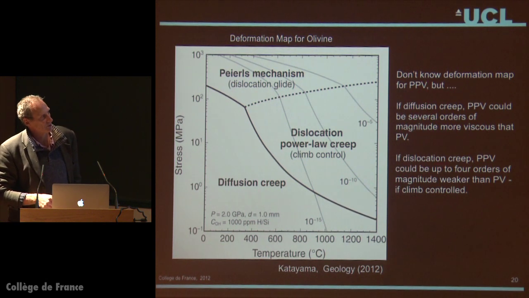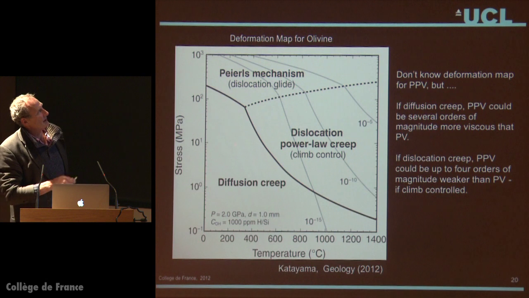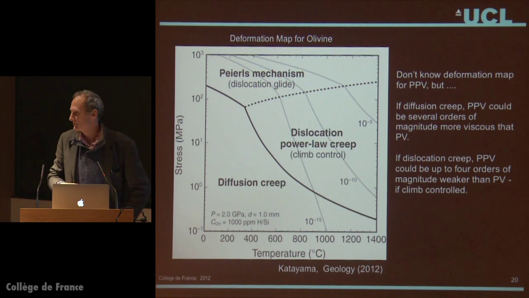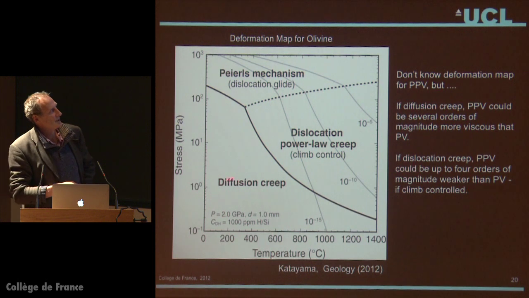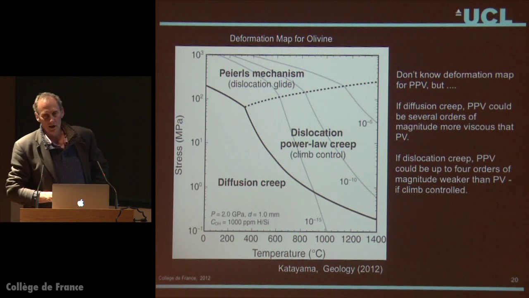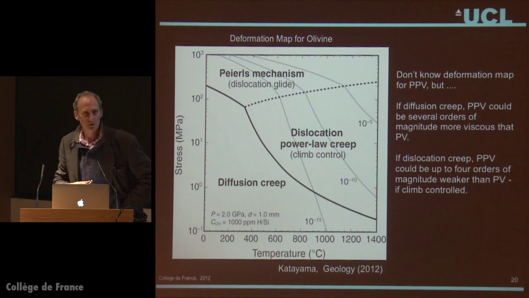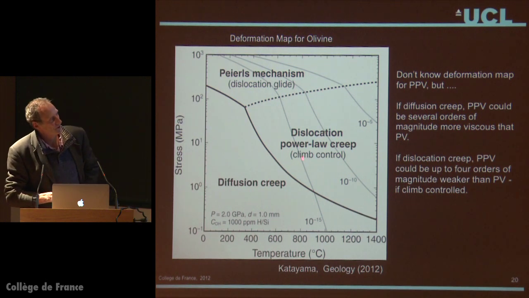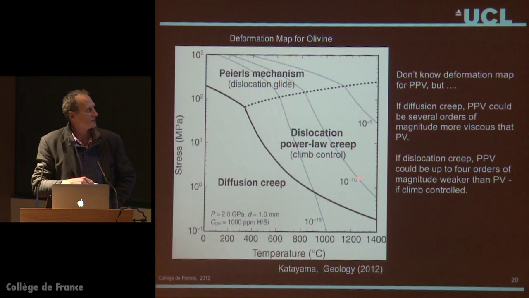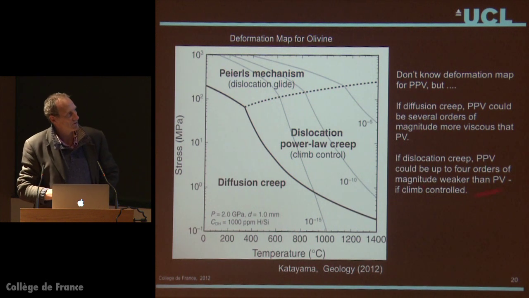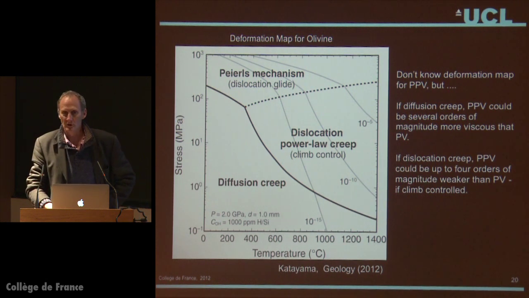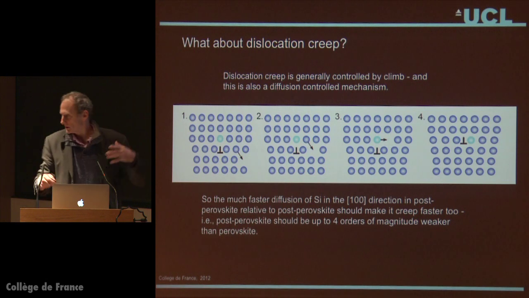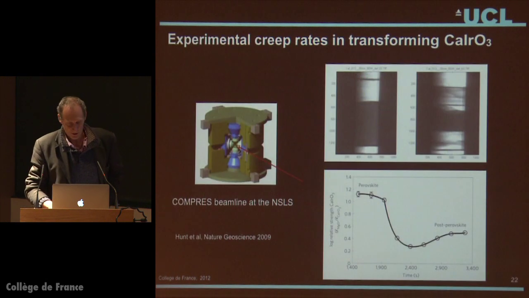But if it's in dislocation creep, and again, here's just some sort of deformation map. This is for olivine. We don't have a deformation map for the lower mantle yet for perovskite and post-perovskite. But again, so here's diffusion creep down here. We don't really know where we are, but in here is the sort of climb control mechanism, which was alluded to and discussed and talked about, and that's controlled by diffusion. And so if you have some sort of power law creep with a climb-controlled mechanism, this very, very fast diffusion direction in post-perovskite could make it much, much weaker than in perovskite. And again, you were already told this by Patrick, how that worked earlier, which is quite nice.